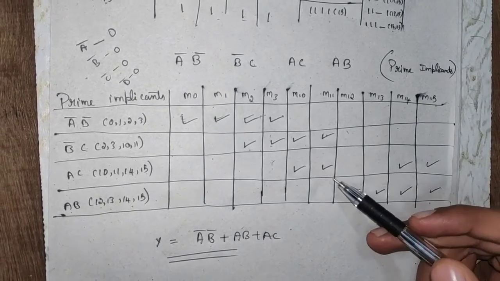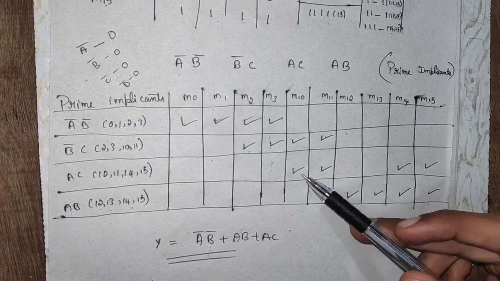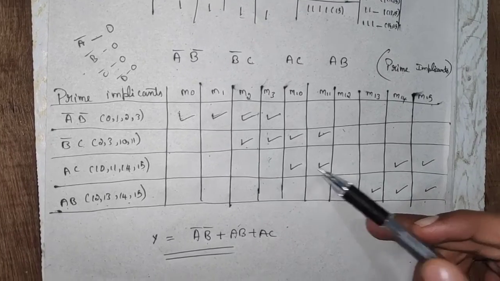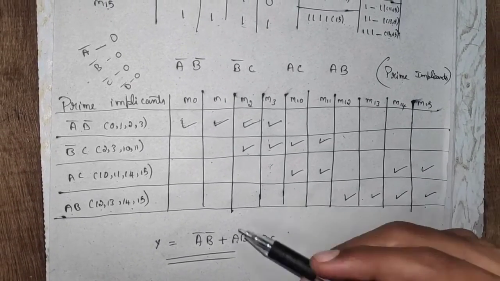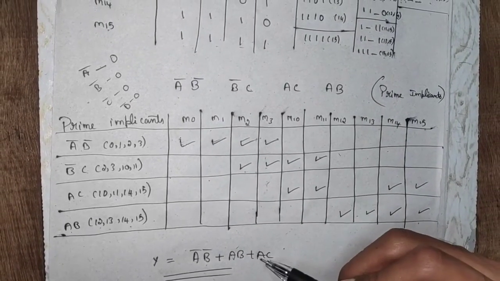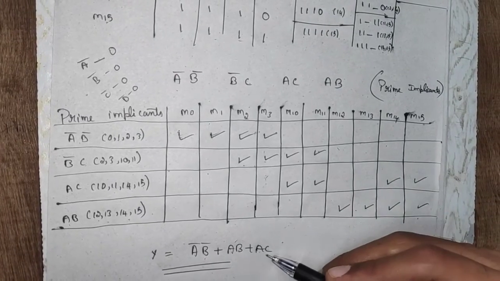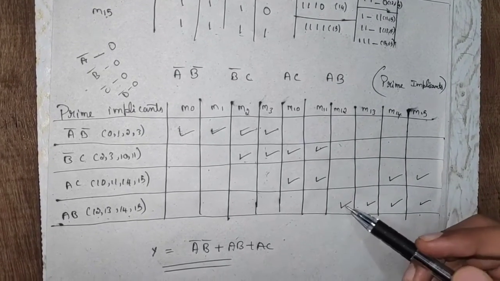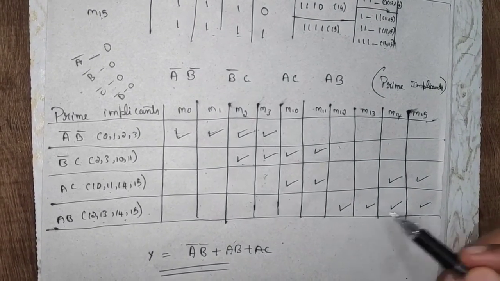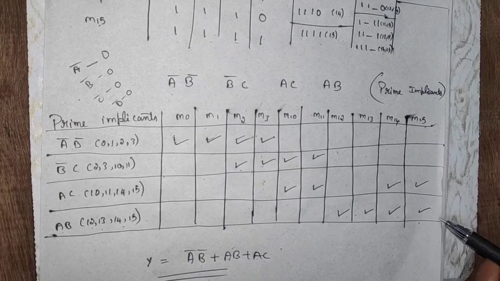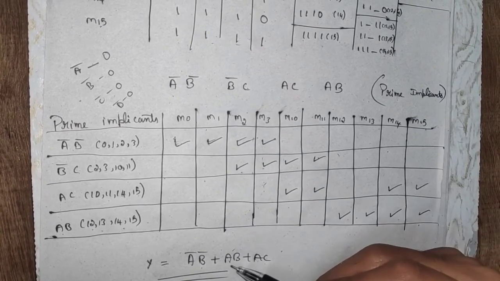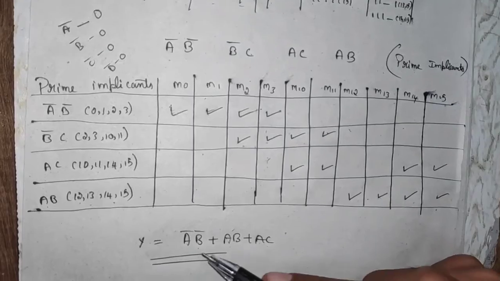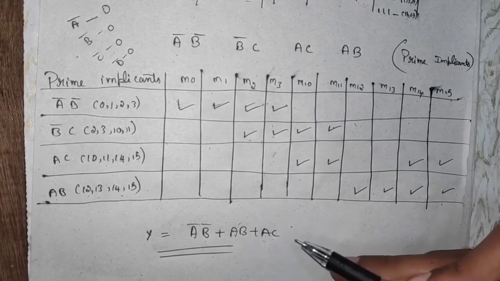Coming to the next row, that is AC. In AC we have ticked 10, 11, 14, and 15. So we should take this row, and as we can see here, I have written it as AC. And coming to the last row, m12, m13, m14, and 15 have been ticked. So AB also comes in the expression. So the final expression is Y is equal to A bar B bar plus AB plus AC. Thank you.